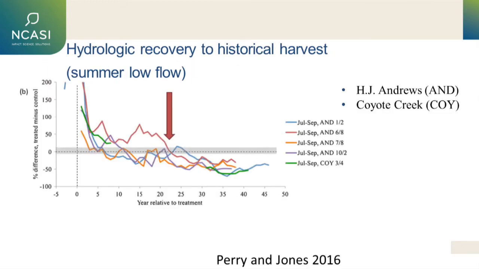So we talked about the long-term response at an annual scale, but also we can look at that at a low flow scale. So this is a figure from Perry and Jones, 2016, where they evaluated stream flow response at H.J. Andrews and Coyote Creek, both of which are in Oregon in the Cascades. And so they saw the same general trends where there's an increase in flow immediately post-harvest. There's some variable recovery period with a return to baseline, but then after 20 years, they start to see these deficits across the sites that were evaluated.